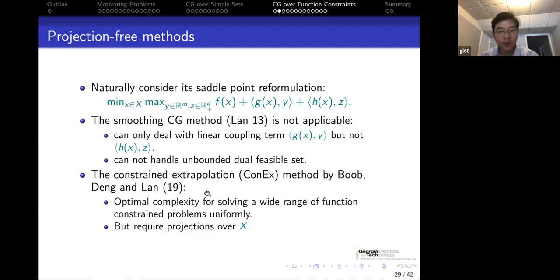So recently we have developed a constraint extrapolation method. It can achieve the optimal complexity for solving a wide range of function constraint problems, but this method also requires projection over the feasible region capital X. Basically, we don't have an efficient projection-free method for solving these function constrained convex optimization problems.